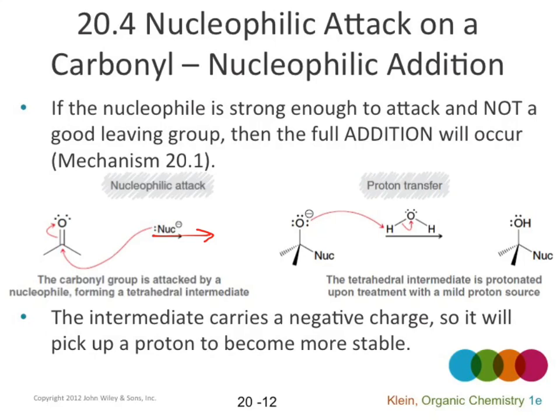Once it does the attack and we generate our intermediate, we now have a reactive oxygen. How do we know it's reactive? It's negatively charged. How do we stabilize a negatively charged atom? Give it something positive. Most commonly, when we're looking at our carbonyl chemistry, it's a proton transfer. It'll pick up hydrogen from the solvent. Alcohols, acids may be floating around. Water's probably the most common one. We can then protonate it, and we end up with our alcohol on that atom. Now we've neutralized that charge, and we're happy with our final product.